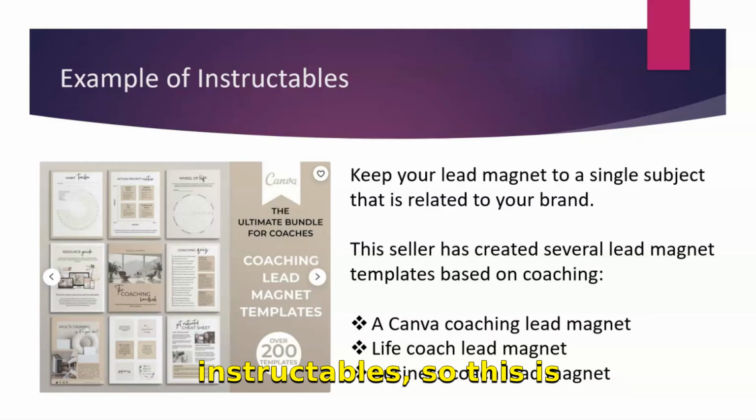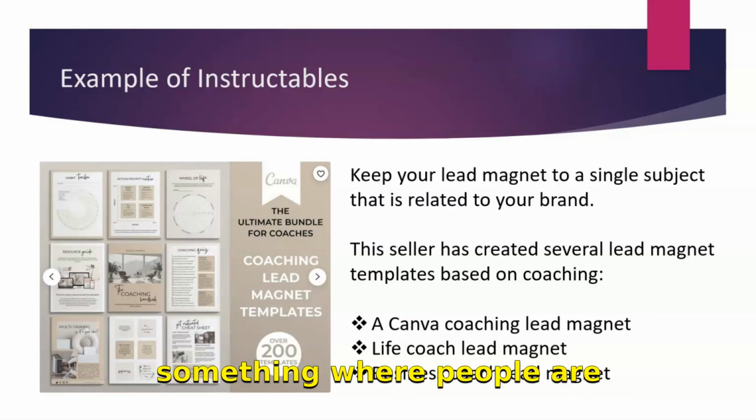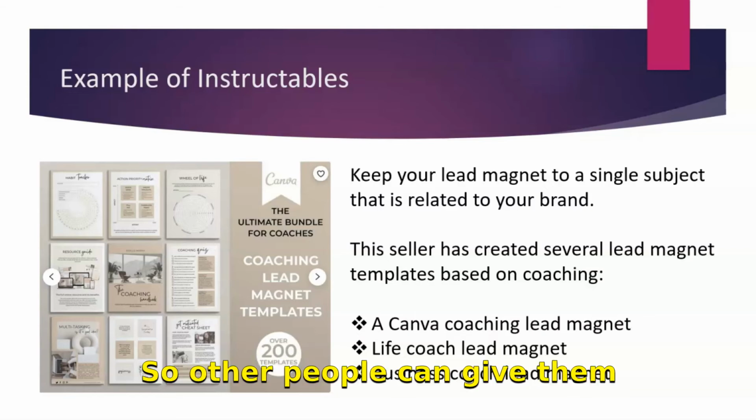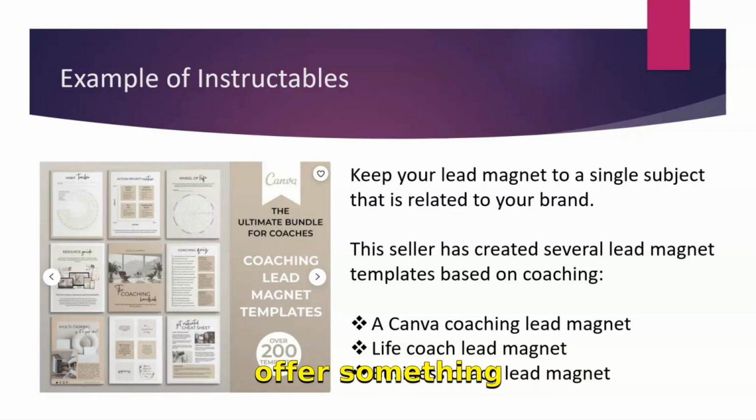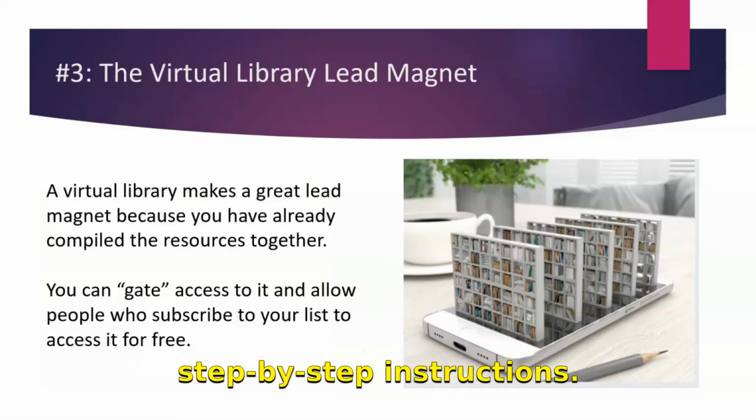So those are other types of Instructables. This is something where people are giving these away so other people can give them away, so they're for business owners. But if you wanted to offer something direct to consumer, let's say you are in the pet niche, perhaps you could put together an Instructable for 5 steps to keep your dog from jumping up on people. Or 5 ways to make your cat happy, something like that, where you would have step-by-step instructions.